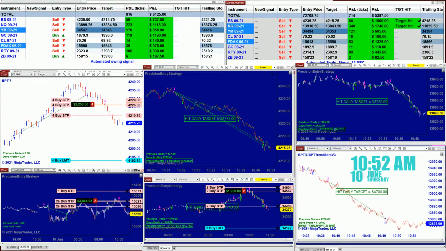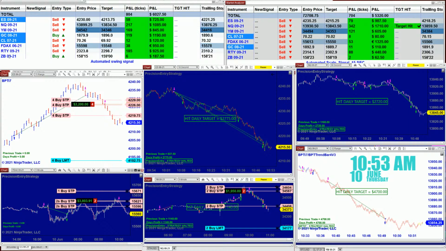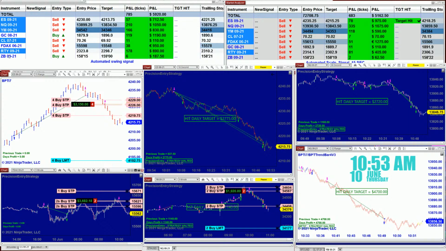When you first start your NinjaTrader, look at the market. Look at the market analyzer to see if the ES, NASDAQ, Dow Jones are in sequence. They are going in the same direction. And then we look at the 30-year Treasury bond. It should be the opposite direction.